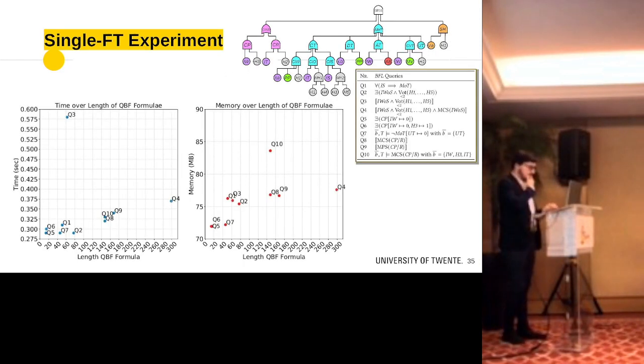So we devised the first experiment, which is the single fault tree experiment. We basically take these properties, and not only do we check them, we also analyze them for time of checking and memory consumption. And you see the graphs. On the left, the time over length of the QBF, or the already translated QBF formula, and then on the right, the same for memory consumption.